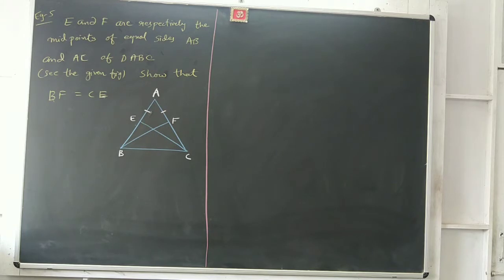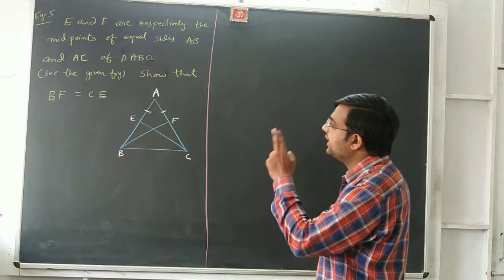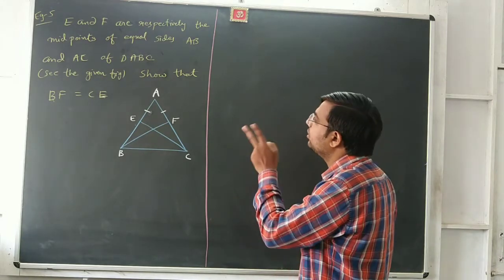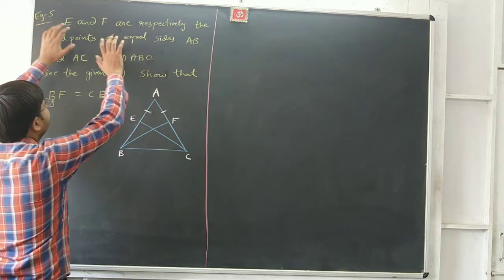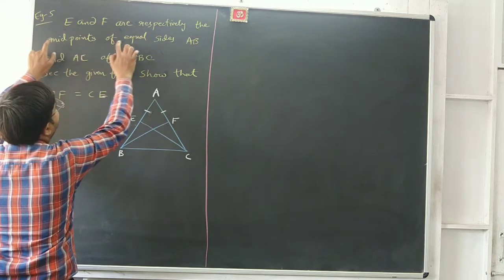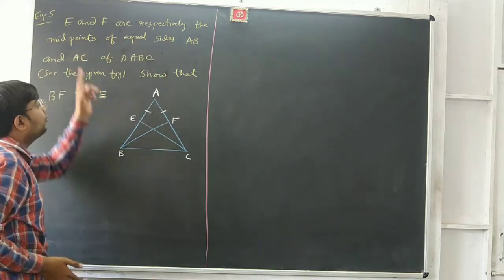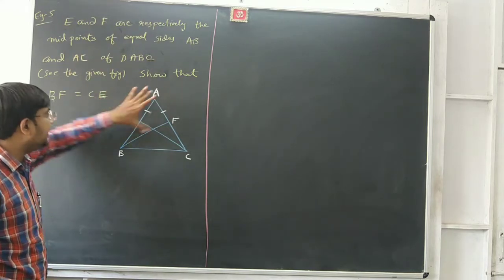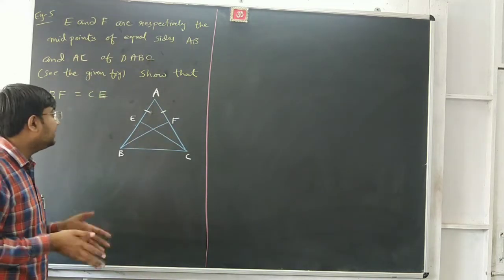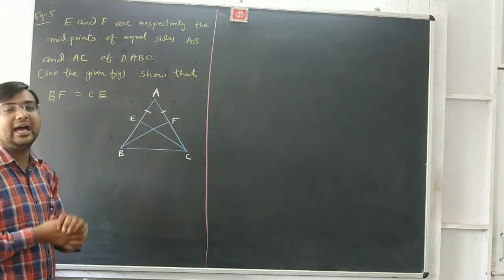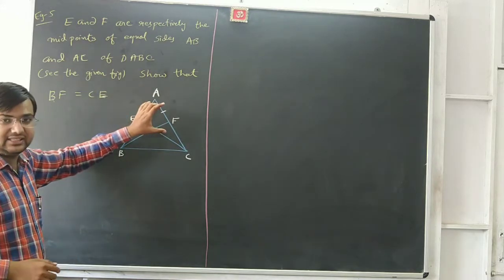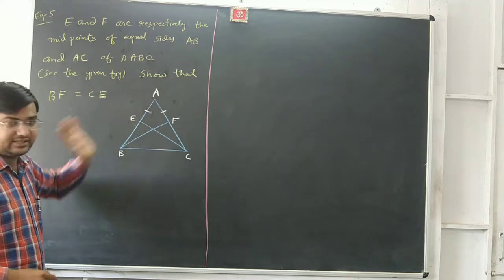Okay friends, now example number 5. E and F are respectively the midpoints of the equal sides AB and AC of triangle ABC. See in the figure, okay? Prove that BF is equal to CE. First of all, E and F are the midpoints of the equal sides AB and AC. It is given that AB and AC are equal, E is the midpoint of AB and F is the midpoint of AC.